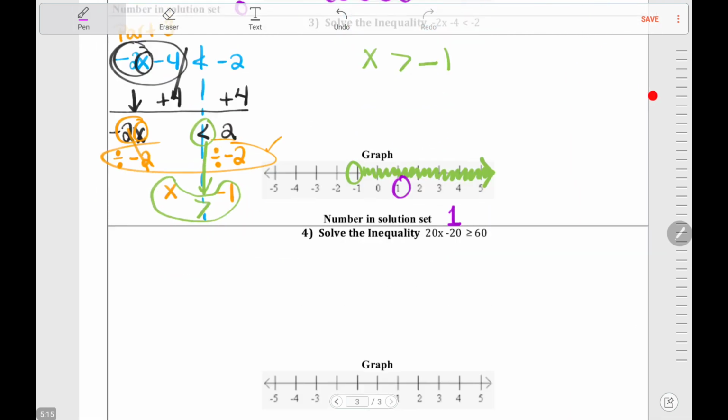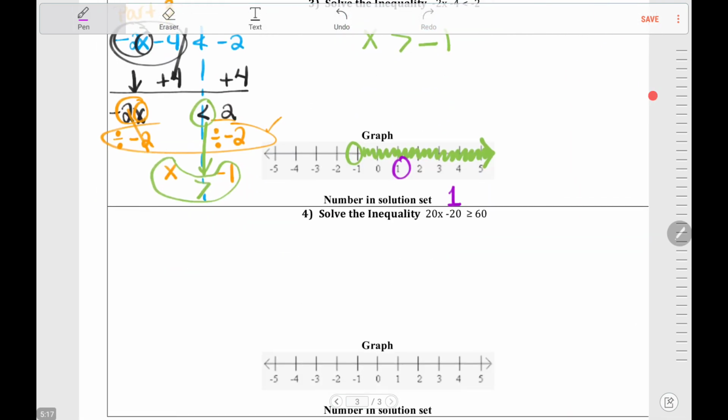Okay, go ahead and try example number 4 on your own. Good luck.